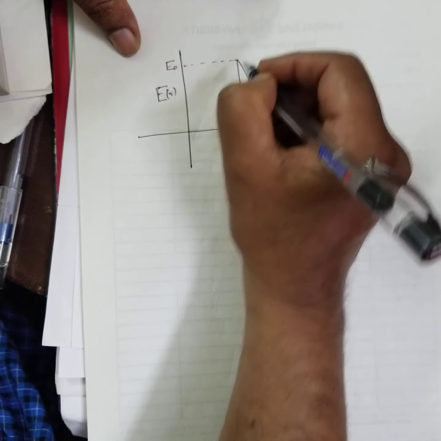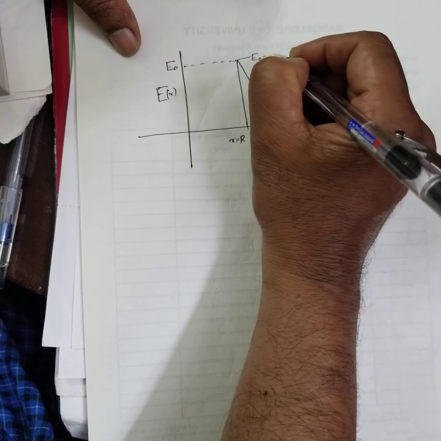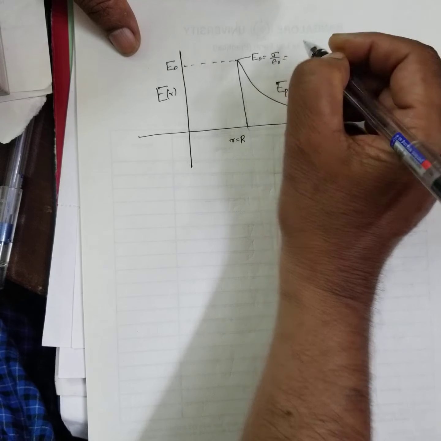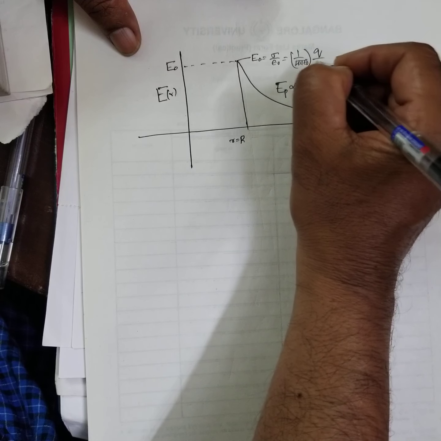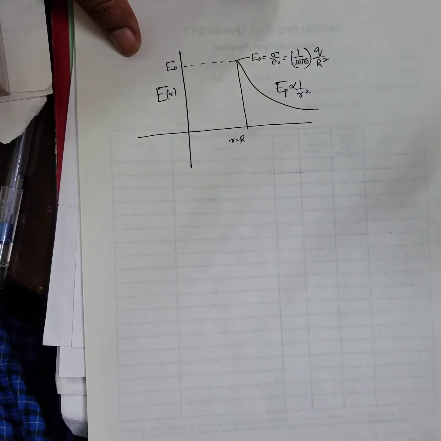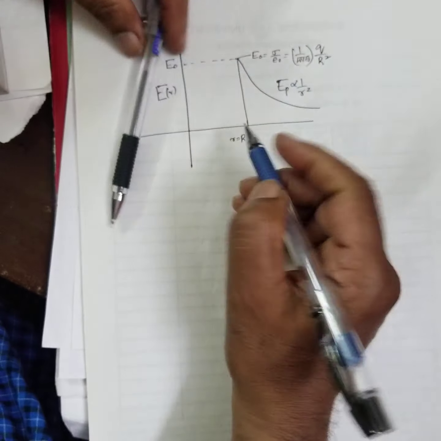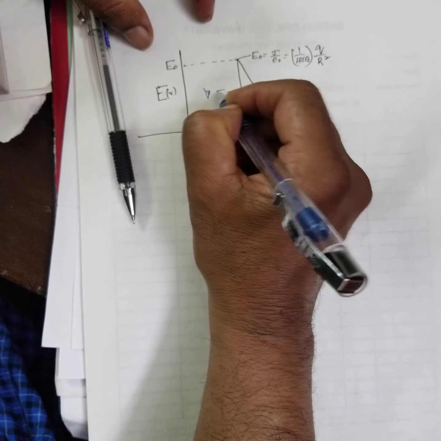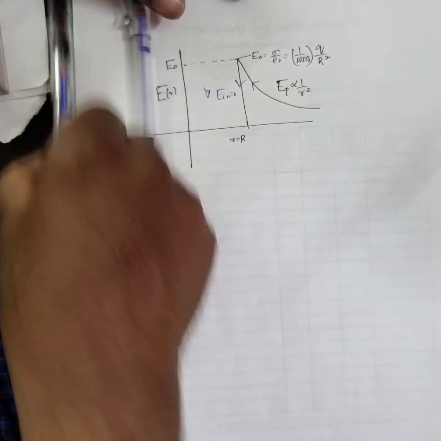Just outside, this value is what? Electric intensity outside is equal to sigma by epsilon naught, which is also called 1 by 4 pi epsilon naught q by r square. But potential is what? I'll write it in a different color. Here electric intensity inside is 0. It comes like this, it goes.